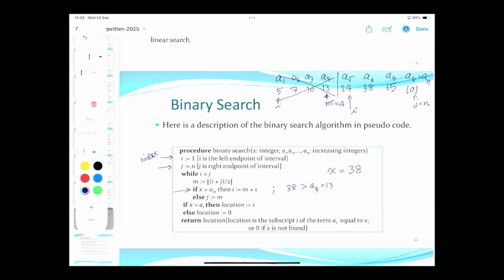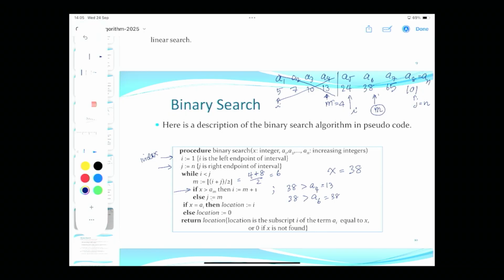So m is obtained as the middle between I and j. Now m would be pointed here, because we have 5 plus 8, so that is 6. So this is m. Then check if x is greater than am. That is, is 38 greater than a6 or not? a6 is 38. 38 is not greater than 38, right?